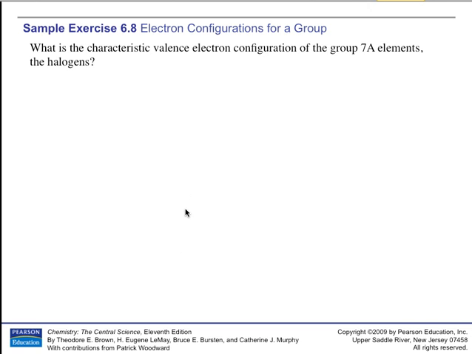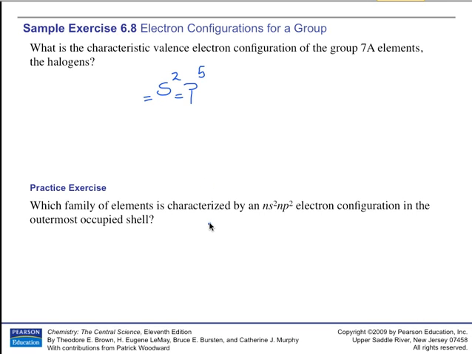What is the characteristic valence electron configuration of group 7? You should know this. They will be s2, p5, and then whatever main energy level corresponds to the period that they are in. This family of elements will be group 4, characterized by an s2, p4, meaning 4 valence electrons.